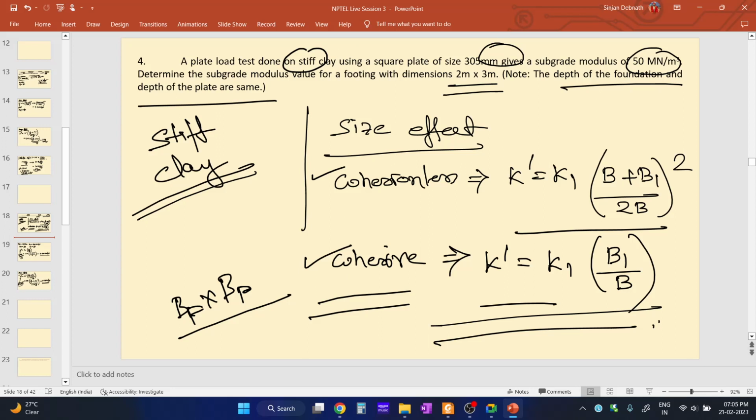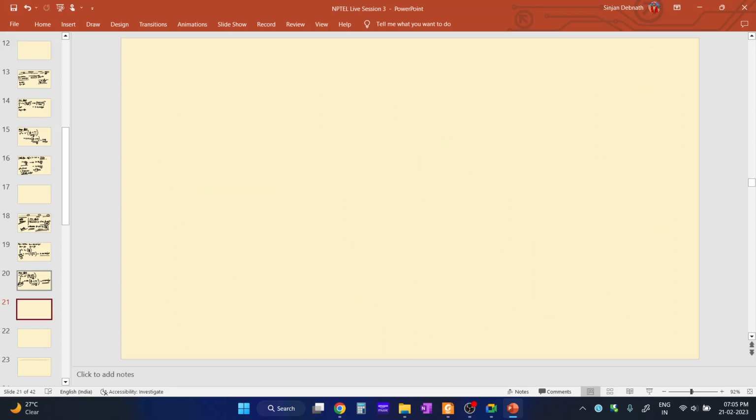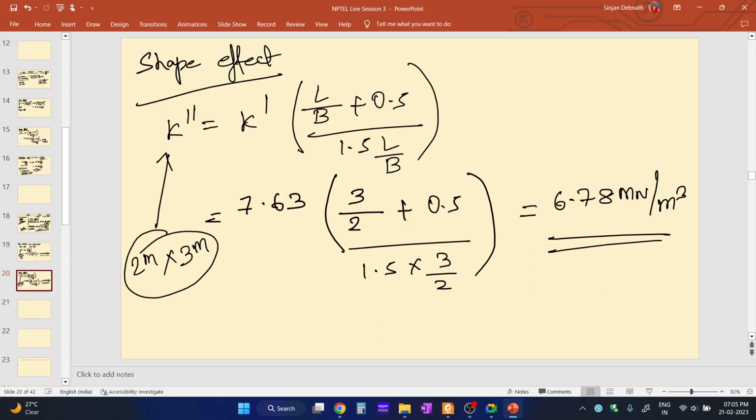In case of cohesive soil, the subgrade modulus doesn't depend upon depth, so there is no need to consider the depth factor. In this problem the depth of foundation and depth of the plate are the same, but even if the depths were different, there would still be no need to consider the depth factor. So this one is the answer, and we only need to incorporate the size and shape effect. That's all. So have you understood this problem?